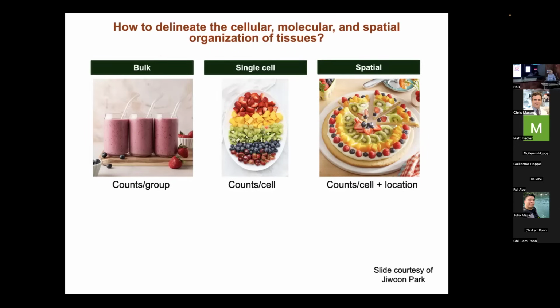And then, obviously, the technologies have evolved where we can harness various labeling techniques to delineate that these RNAs or proteins are coming from a specific cell. And so that's obviously the single cell transcriptomics revolution. And now you can associate that even more clearly, to know where these are coming from in a specific area of space. And so these are the spatial technologies.